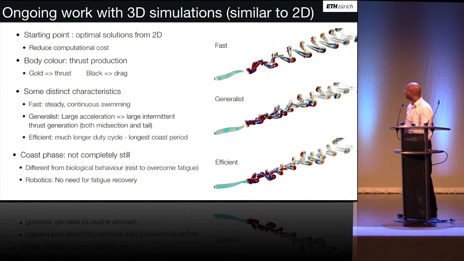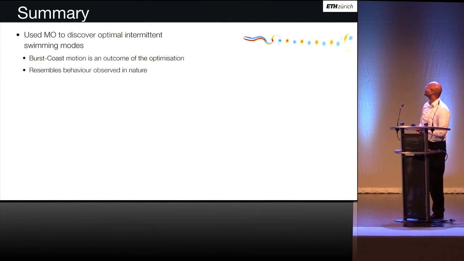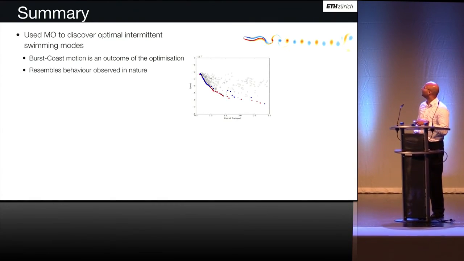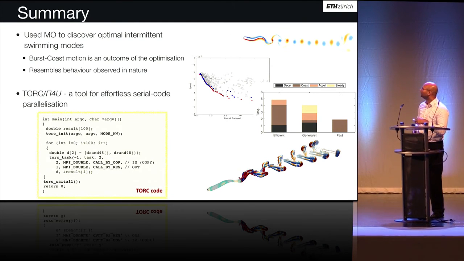controls. So that's most of what I wanted to show you. Let me just quickly remind you what we saw today. We've used multi-objective optimization to discover intermittent swimming modes that we observe in nature. And we've also looked at how we can very easily parallelize serial code using this tool that I mentioned. So let me stop there and take any questions you might have.